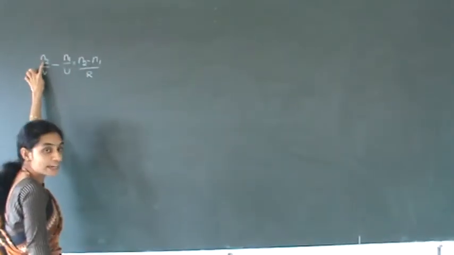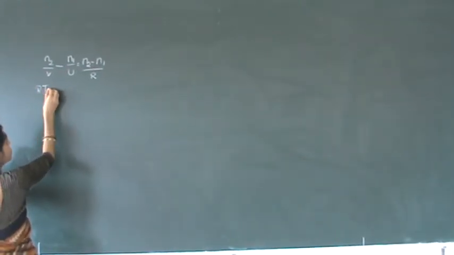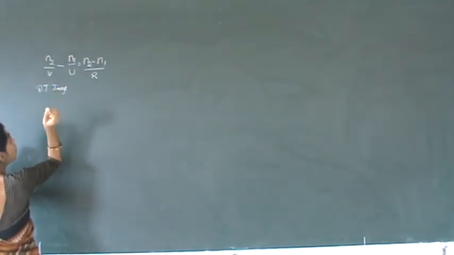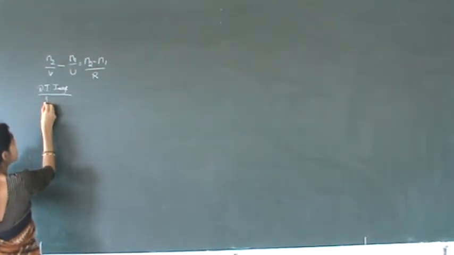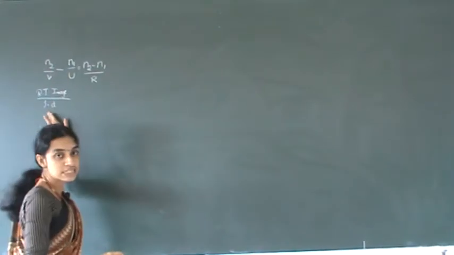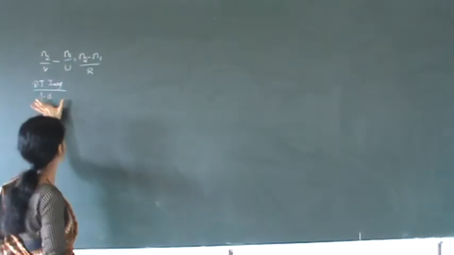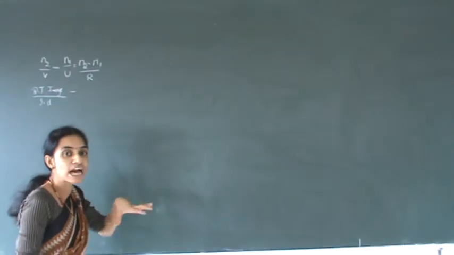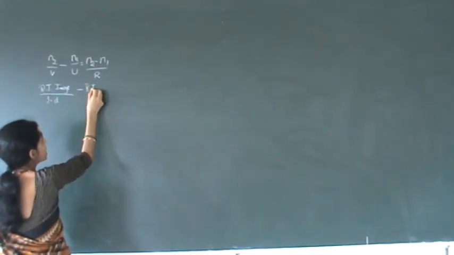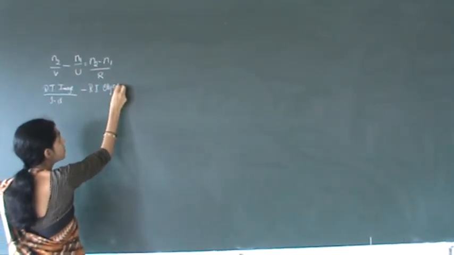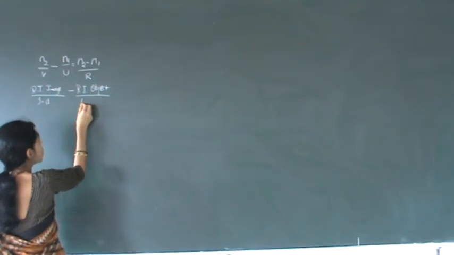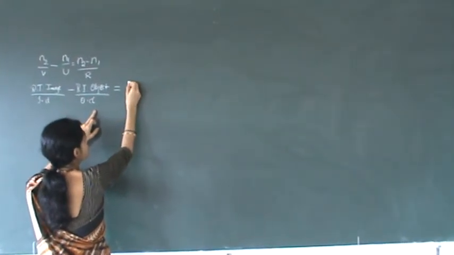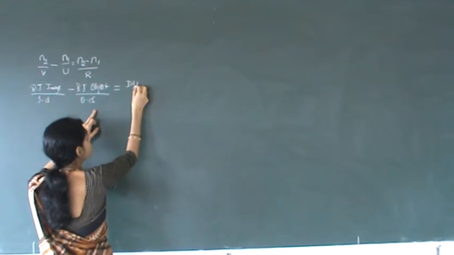Here n2 is the refractive index of the medium in which the image has been obtained. Next, v is the image distance. You have to write it in full, but I am going to use just short notations. n1 is the refractive index of the medium in which the object has been placed, divided by the object distance u, which will be equal to the difference between the refractive indices of the two media, divided by the radius of curvature.